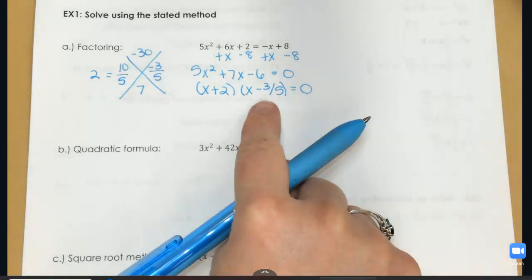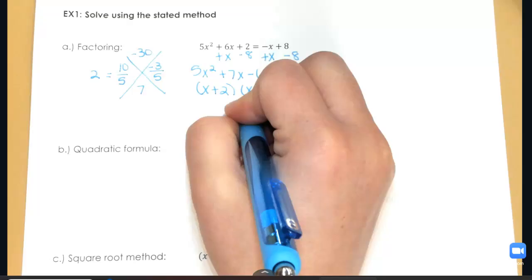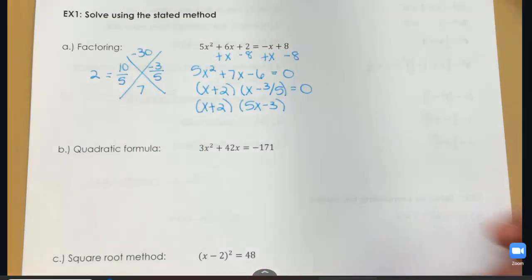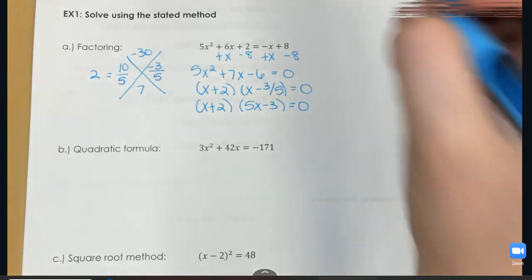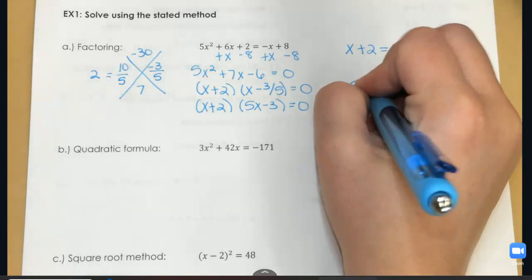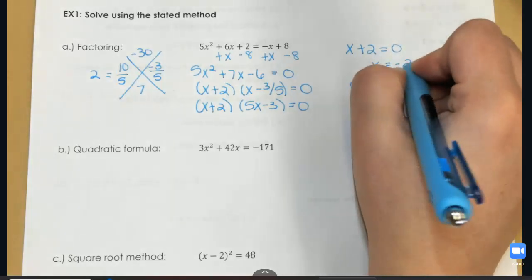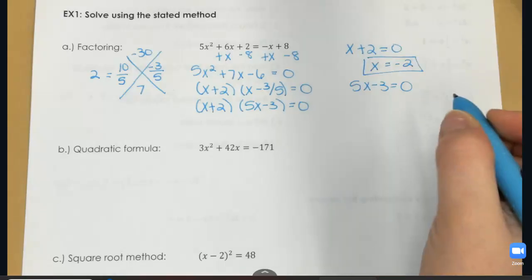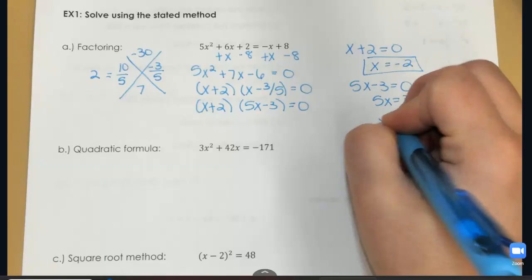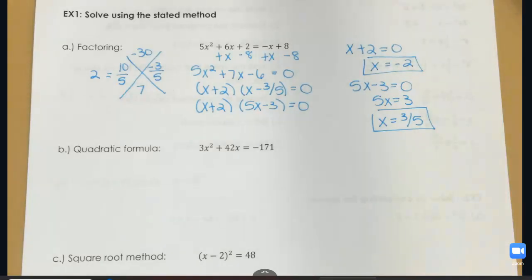I'm not done yet though. I still need to clear this denominator. So I'm going to multiply both of them by 5, so I've got 5x minus 3 and x plus 2 are my two factors. So then to solve, I'm going to set both of those equal to 0. On the first one, I just have to subtract 2, so negative 2 is my first solution. On the second one, I need to add 3 and then divide by 5. So my second solution is 3/5.